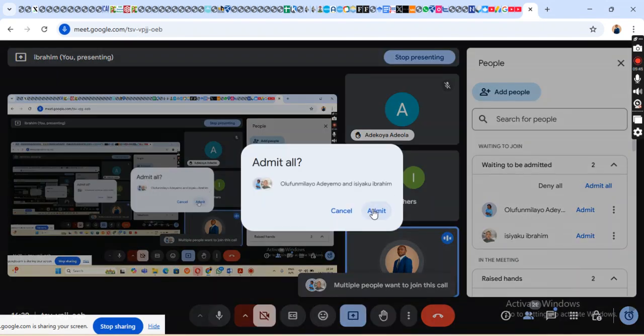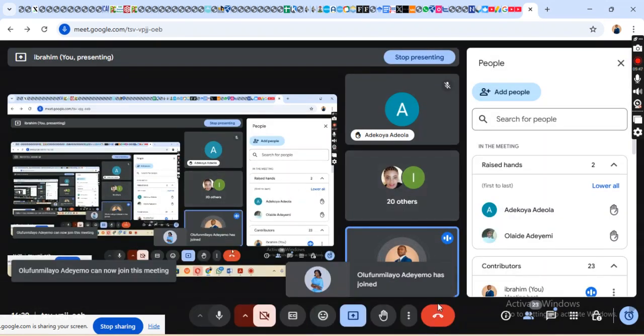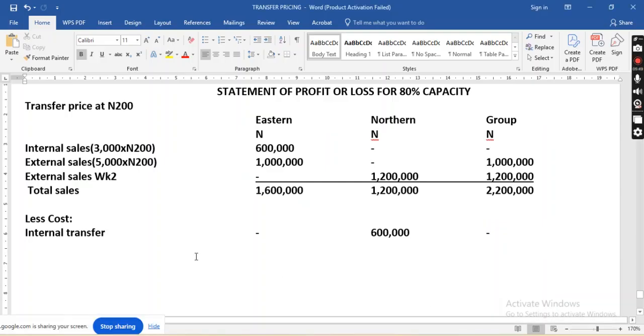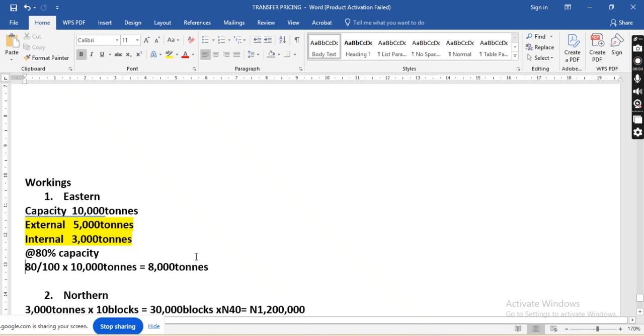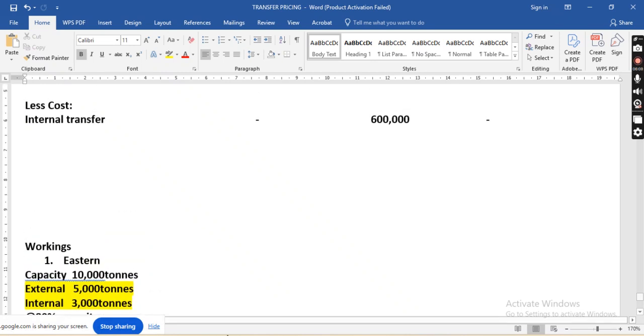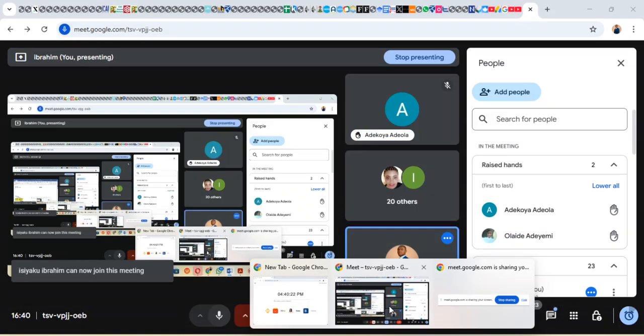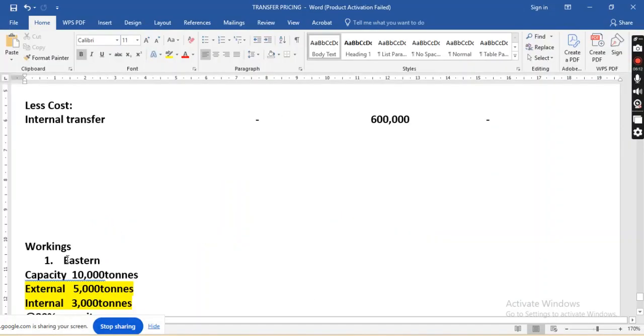Don't forget the one we've been doing before now. You can use the old capacity, which is 10,000 tons. If you've been following us, you will use the old 10,000 tons for the variable cost and move on. But since it is 80% capacity stated, it will just be the 8,000 tons, right? So before we move ahead, I see Adekoya.